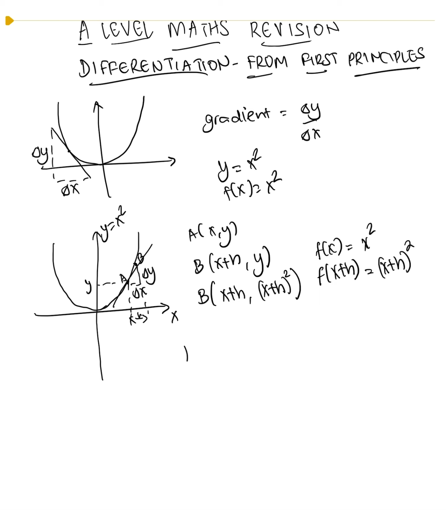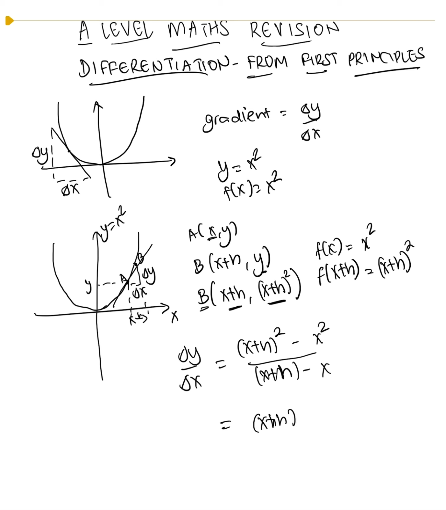So change in y over change in x equals, well, point B. This is the y value of point B, which is (x plus h) squared, take away the y value of A, which is just x squared, all over the x value of point B, which is x plus h, take away point A's x, which is just x. So this is (x plus h) squared minus x squared, over x plus h minus x, which is just h.